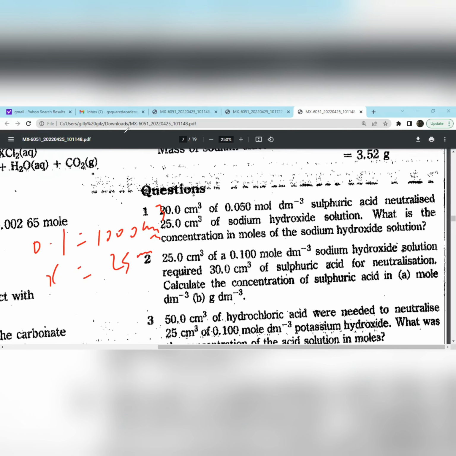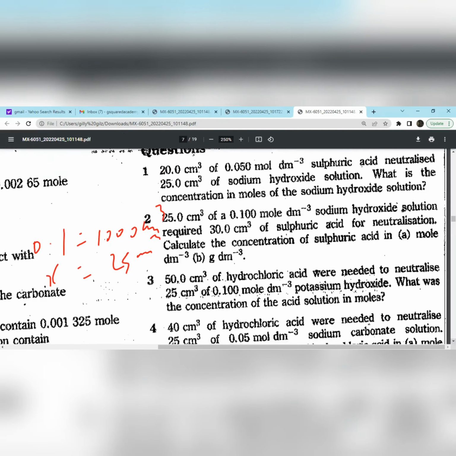Let me just bring this down a little bit so we can see the question. So X is equal to 25 centimeters cube. So X would be equal to 25 times 0.1 divided by 1,000 centimeters cube. And so X would be equal to 2.5 times 10 to the minus 3 moles. So that now would be the moles of potassium hydroxide that is present in 25 mils of potassium hydroxide.